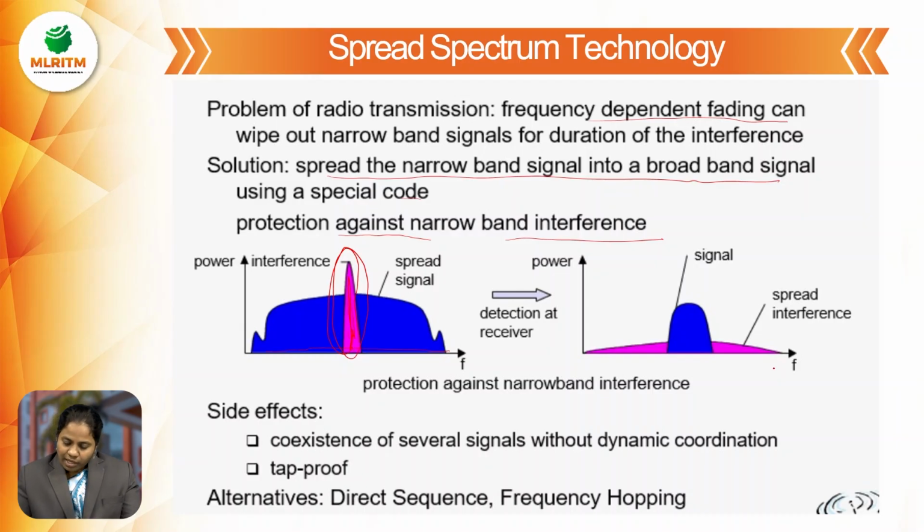You could see at the receiver end, what happens is, along with the signal, this spread interference is also received, so this protection against narrowband interference is done using spread spectrum technology. The side effects are coexistence of several signals without dynamic coordination, and it is tap-proof. The alternatives for this are direct sequence and frequency hopping.